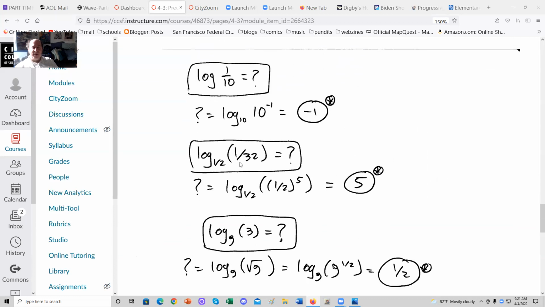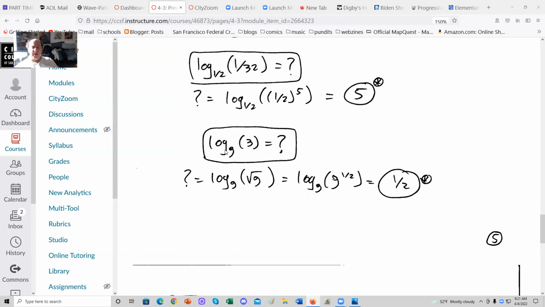Log base a half of 1 over 32 is what? Well, 1 over 32 is the 5th power of 1/2. So the logarithm and the exponential cancel, and we're left with 5. Log base 9 of 3 is what? Well, 3 is the square root of 9. So we're getting log base 9 of 9 to the half, logarithm and exponential cancel, and we're left with 1/2.